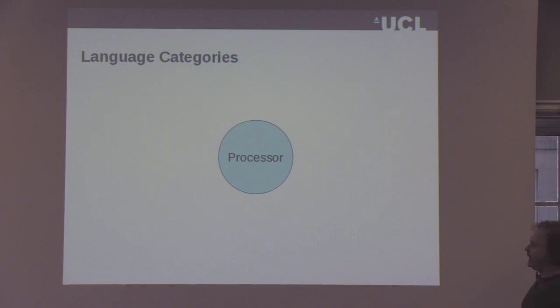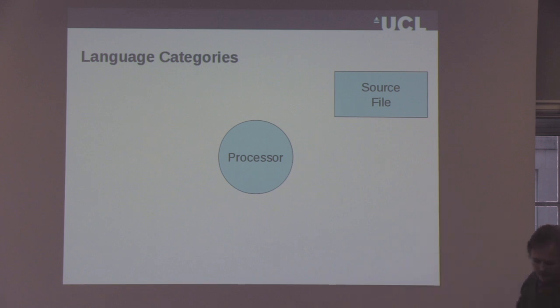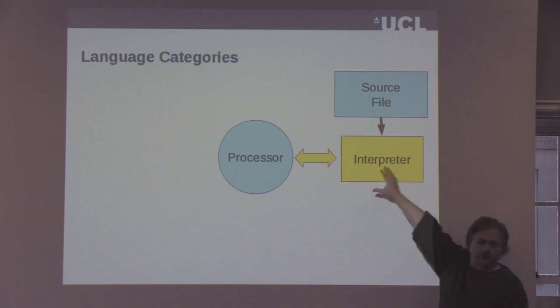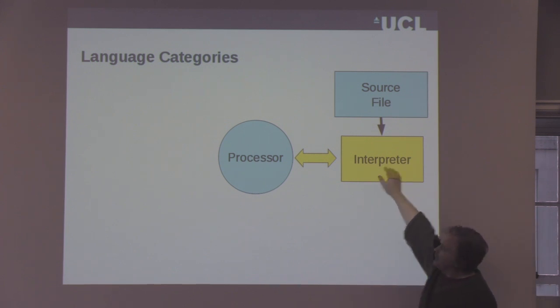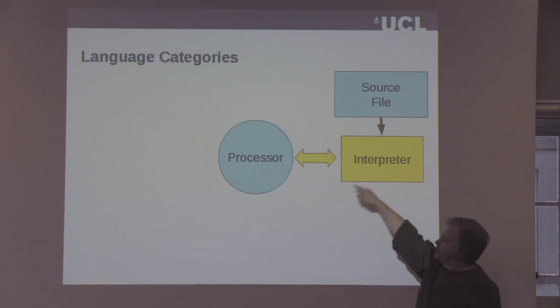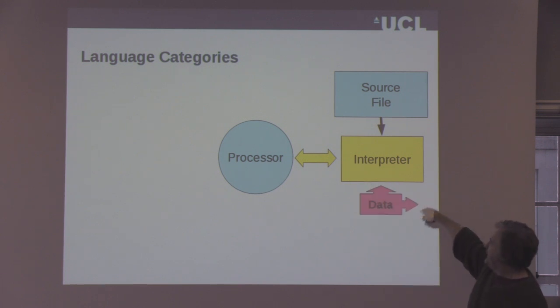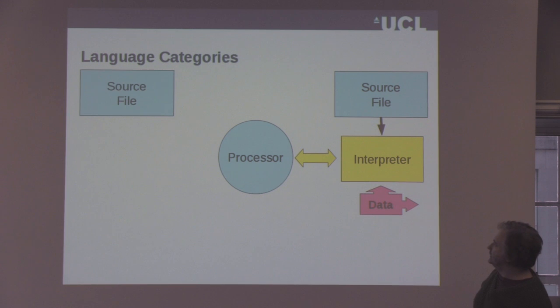The language categories, whether it's compiled, interpreted, or somewhere in between, basically the idea is that when you write a program, you write it as a set of commands into a file, and we call that your source file. With an interpreted language, you have another program called an interpreter, which sits and talks to the actual processor, reads your source file, and does what the source file tells it to do, calling the processor. It's taking data in and sending data out.